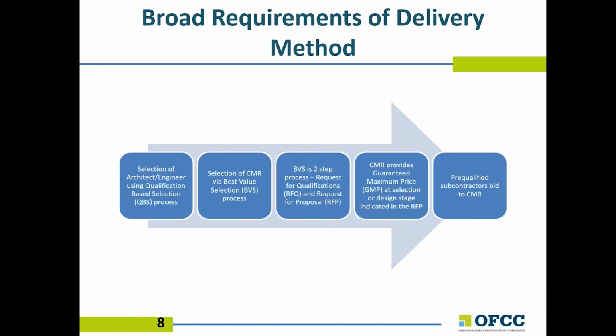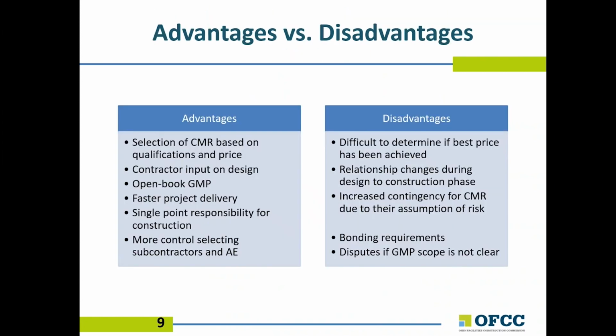We will now cover the advantages and disadvantages of the construction manager at risk delivery method. Advantages include the selection of the CMR based on qualifications and price, and early involvement during the pre-construction stage for contractor input. The CM at risk provides one or more open book guaranteed maximum price or GMP proposals.